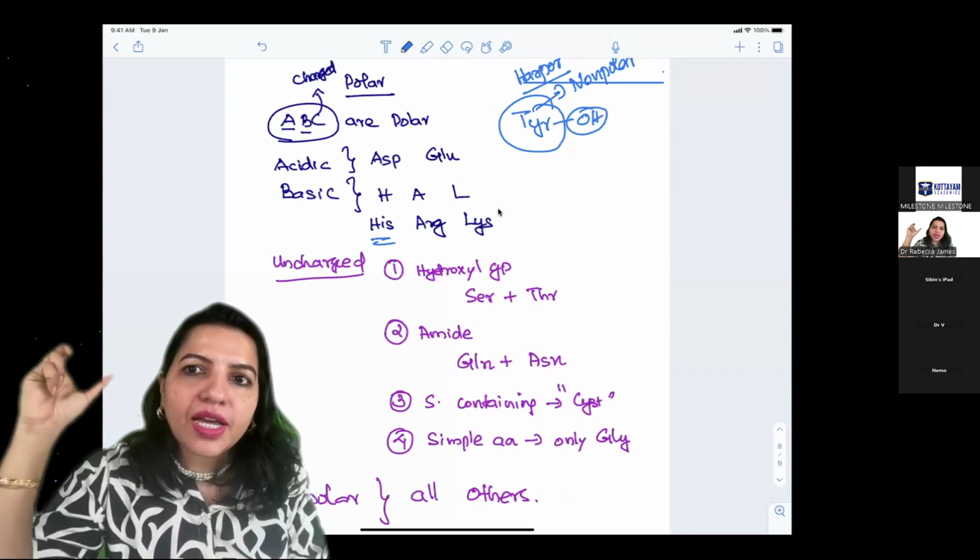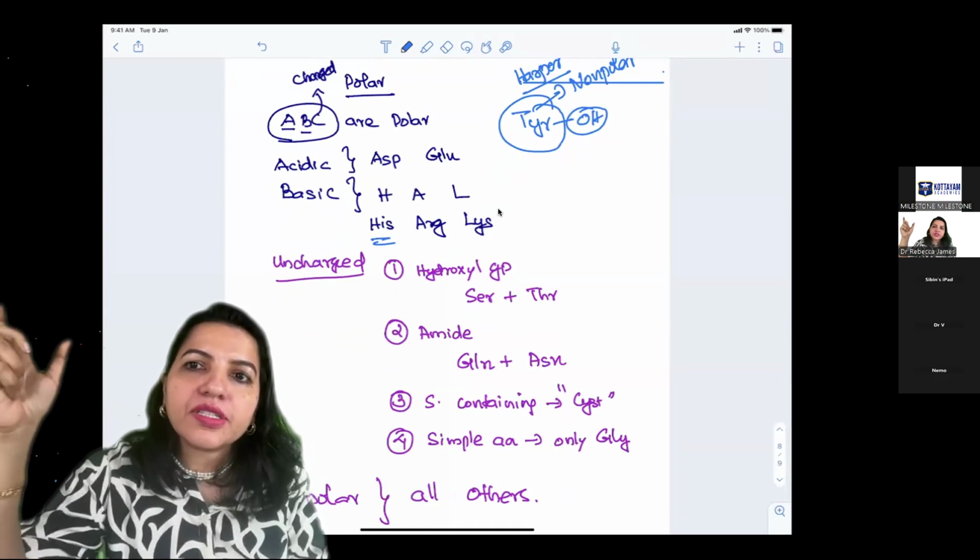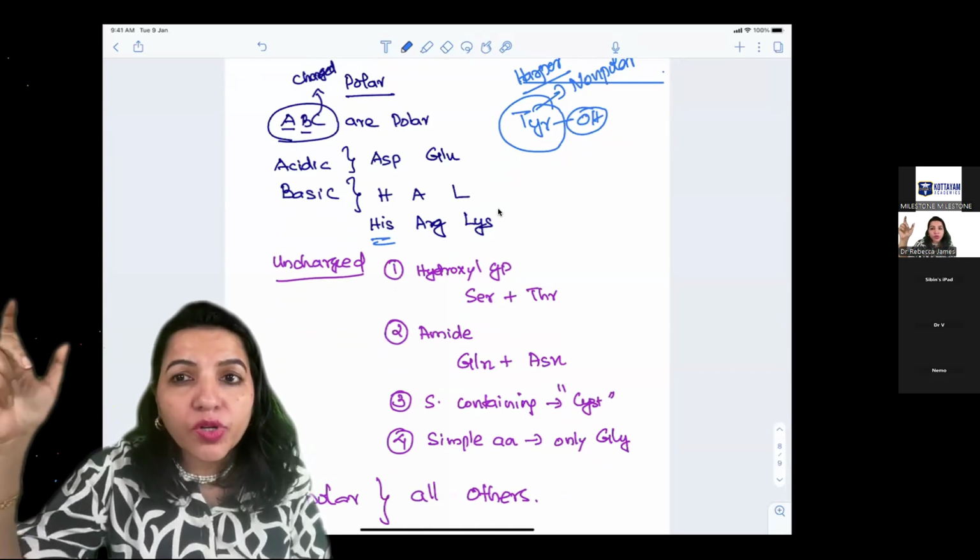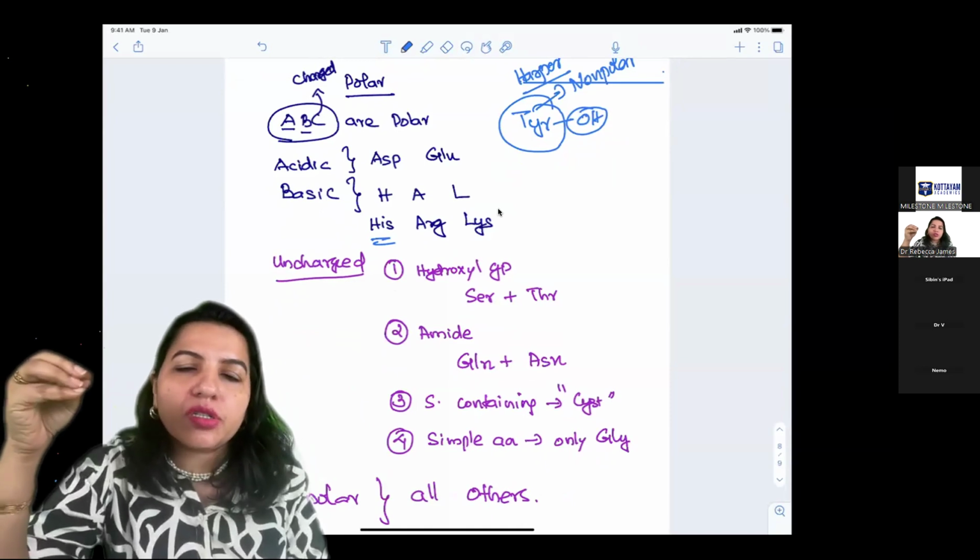Hydroxyl group. Yes, tyrosine has a hydroxyl group, but it is not considered as polar. It is considered as non-polar, but still it has some polar nature.